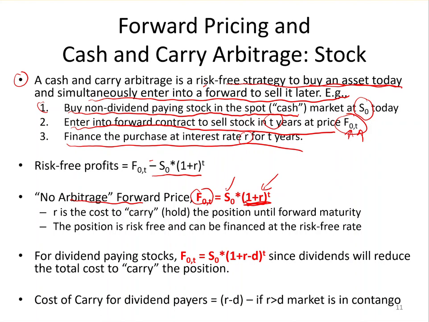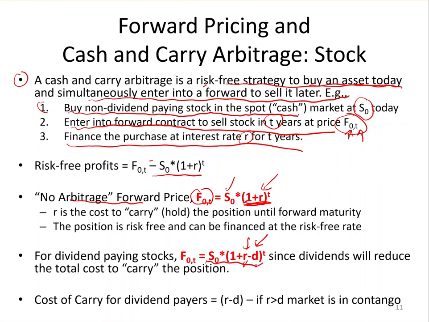So while you're holding that portfolio, you're paying R, but you're receiving the dividends. And so the dividends are, in some sense, reducing your cost of carrying the position. So this is the no arbitrage price for a dividend-paying stock or stock portfolio. It's 1 plus the interest rate minus the dividend yield.